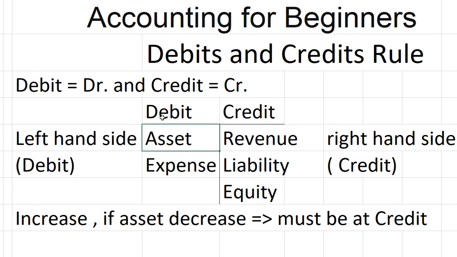Asset increases at debit side. If an asset decreases, it must be at credit side.